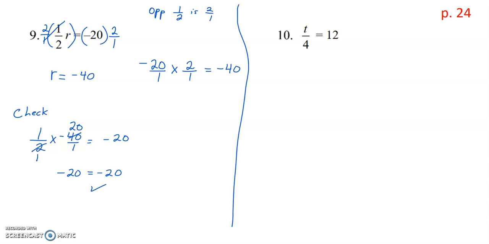For number 10, we have t divided by 4, which is the same thing as 1/4 times t. Or we can look at the problem as t is being divided by 4, so therefore I need to multiply, do the opposite operation. On both sides of the equation, I'm going to multiply by 4. This will cancel, leaving me with t isolated. 12 times 4 is 48. T is equal to 48.